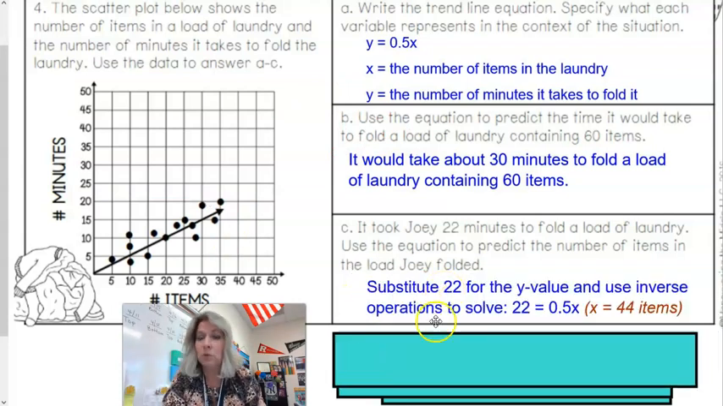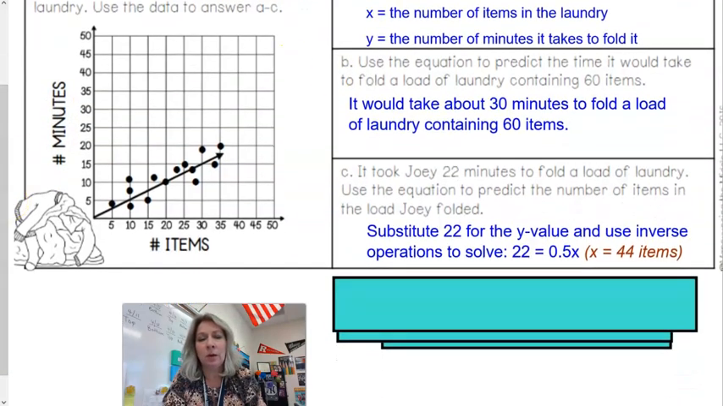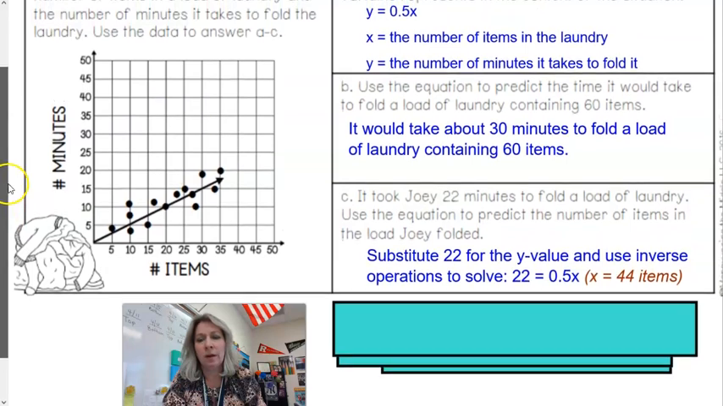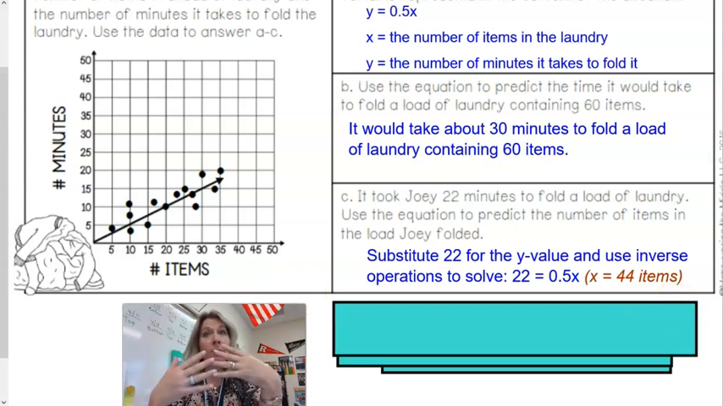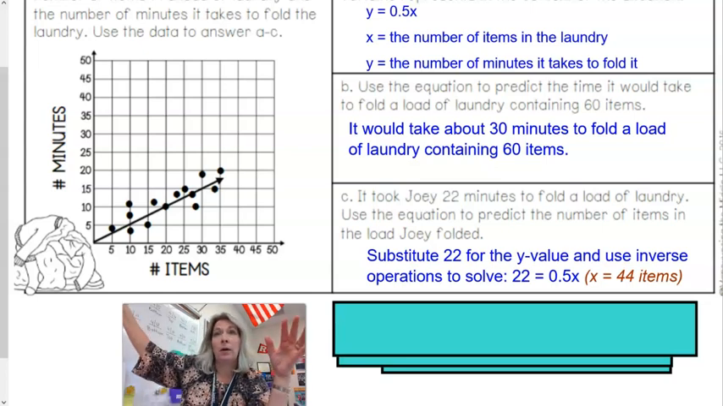You just substitute the 22 in for y in the equation y equals 0.5x, and you use inverse operations to solve. So 22 equals 0.5x. When you divide by the 0.5, you get 44 items. All right, so once you get that equation, you can make predictions about future numbers that might not be on the graph. So you're going to have to be able to answer questions about things that fall way up high off the graph.